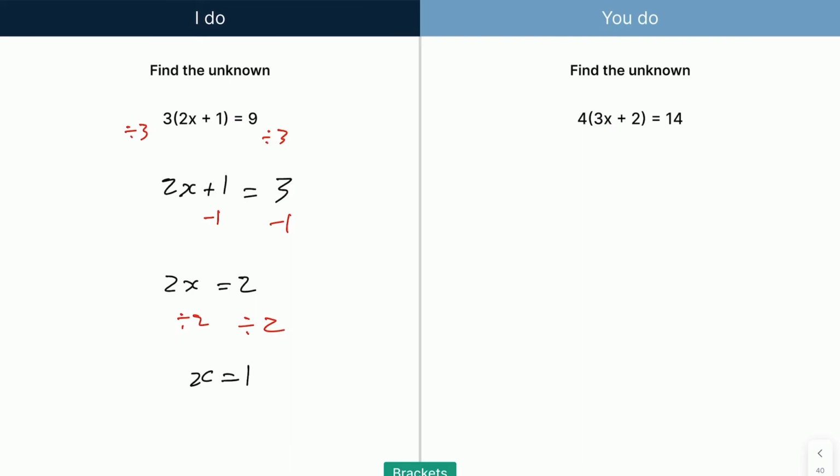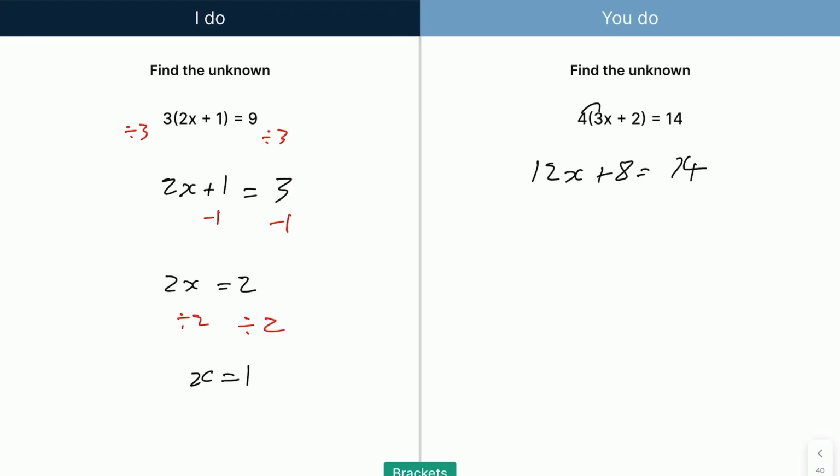Now, as I say that, hopefully you've pressed pause and had a go at this example on the right. Now, what I would have done here is multiplied out the brackets. Now, you can still do the division by 4 if you want to. It would still get you the same answer, but it makes your life a bit harder because this doesn't simplify nicely like this did. So you'll have to deal with fractions, but it still gets you to the same answer. So if I did this, that becomes, multiply this out, so that's 12x plus 8 is equal to 14.